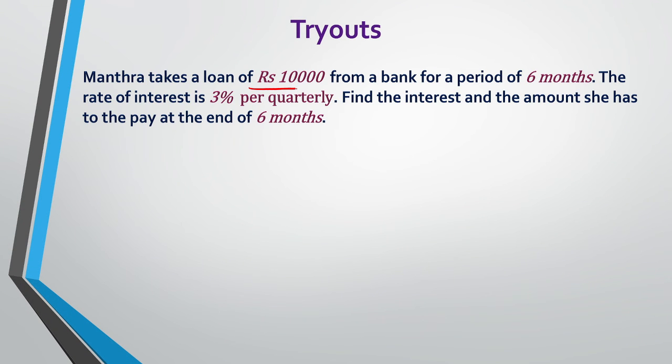Manthra takes a loan of rupees 10,000 from a bank for a period of 6 months. The rate of interest is 3% per quarter. Find the interest and the amount she has to pay at the end of 6 months. Our first step is we have to write the P, N and R. So P is equal to 10,000. N is equal to 6 months.